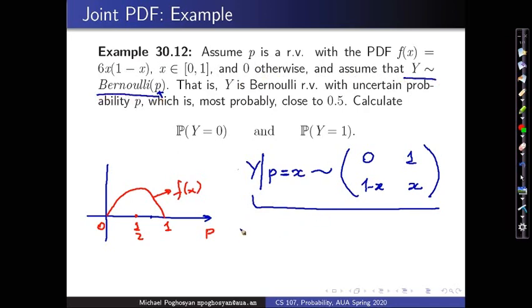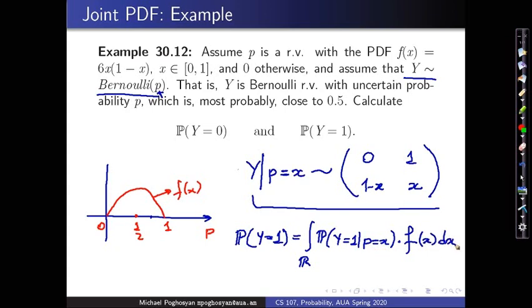Okay, now we are asked to calculate this and that. Say I'm calculating for 1. This is equal to the integral over R from minus infinity to plus infinity of the following: probability that y is equal to 1 given that p is equal to x, times the value of our PDF of p at the point x, dx. Now this PDF of p is 0 outside of that interval 0, 1, so I am left with the integral from 0 to 1.